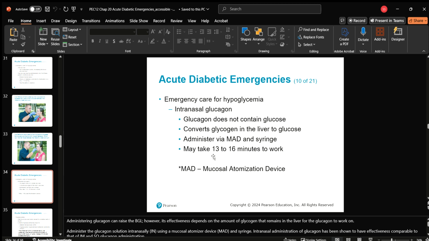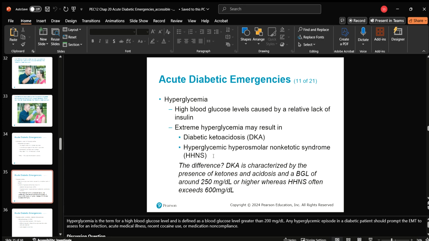Okay, some people call it MAD device, but that makes me very upset. So this is what we use, and we insert into each nostril. Half the medication in one, half the medication in the other. You might also administer Narcan this way. All right, but again, it's not taught here in this EMT program, but some EMTs are allowed to do it. So if you are, obviously, get familiar with your protocols and follow that.